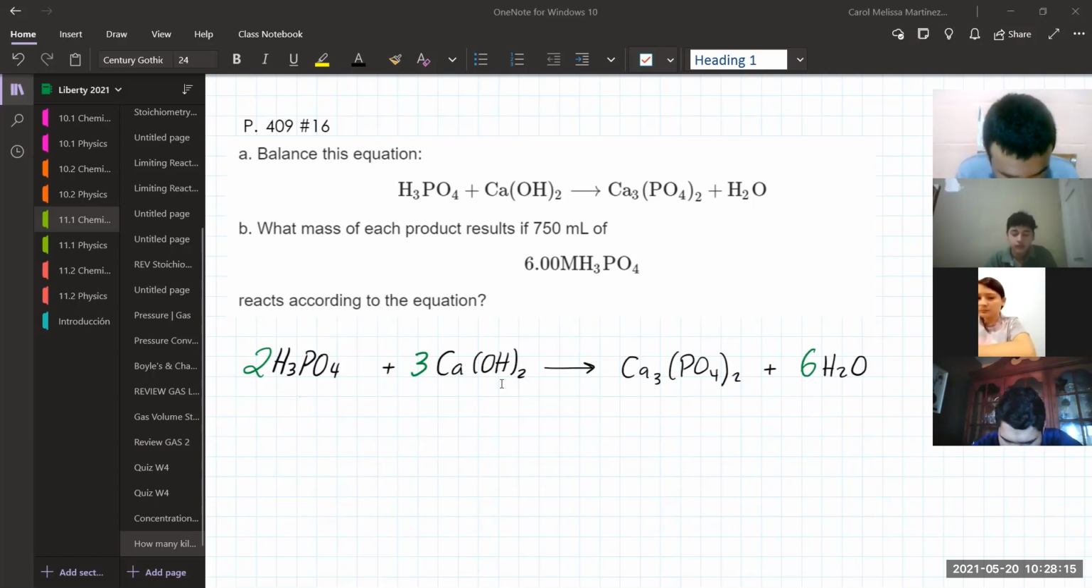Once your equation is balanced, you have to work on the rest of the problem. It says, what mass of each product results if 750 milliliters of phosphoric acid reacts according to the equation. Okay, so they are giving me molarity. In this case, molarity is equal to 6.